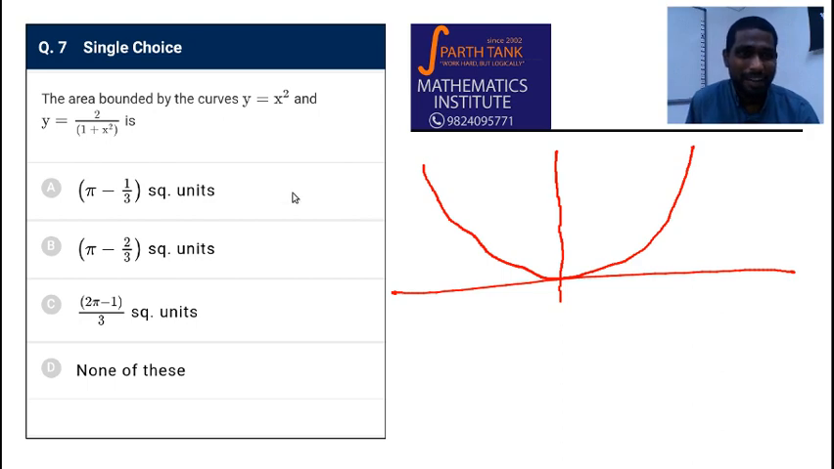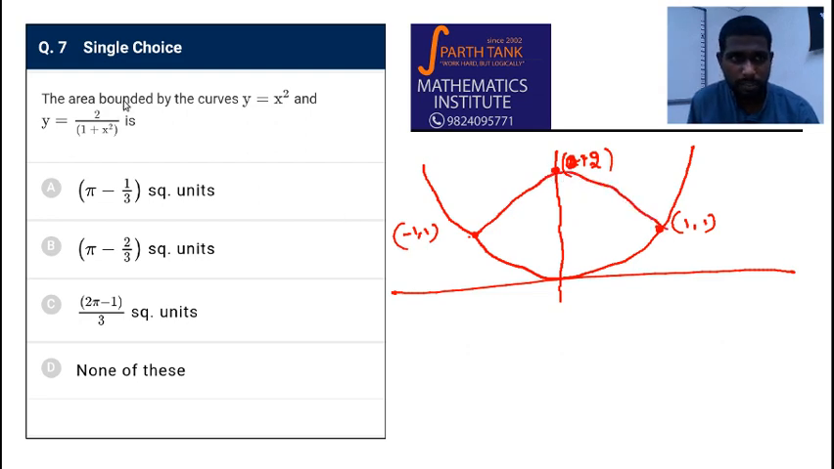Anyways, how is the curve 2/(1 + x²) going to look like? At x = 0, it will have a value 2. x = 0, y is 2. So this is (0, 2). And then at x = 1 or -1, it is going to be 1. So those points actually lie here, (1, 1) and (-1, 1) are both on the parabola and the curve.